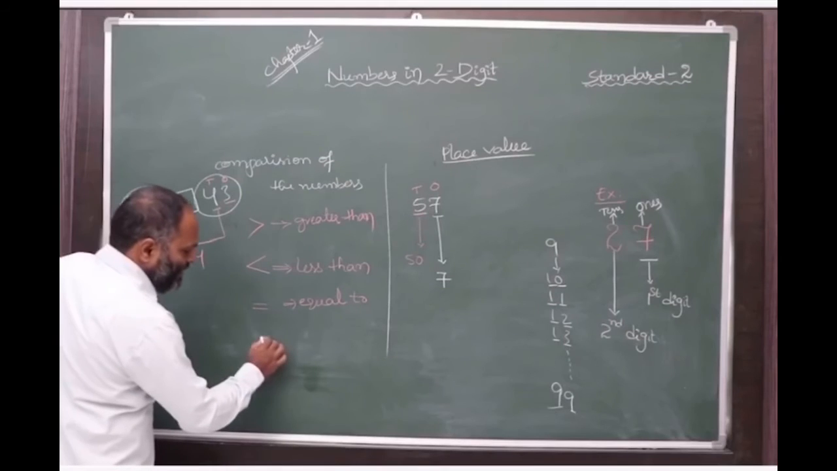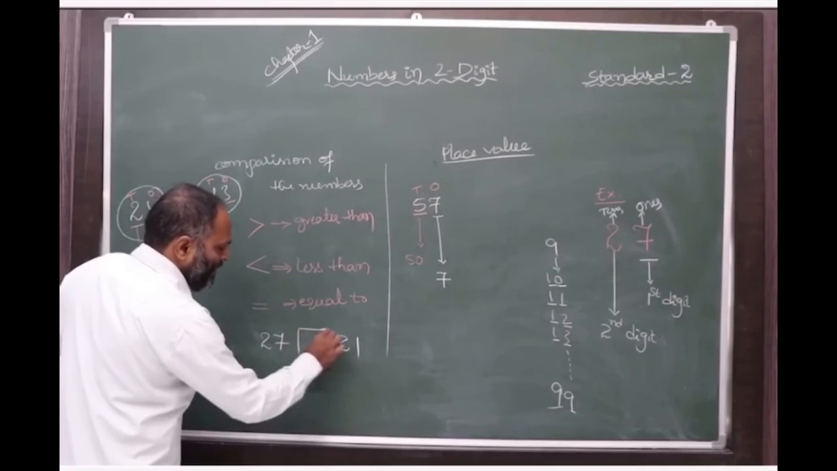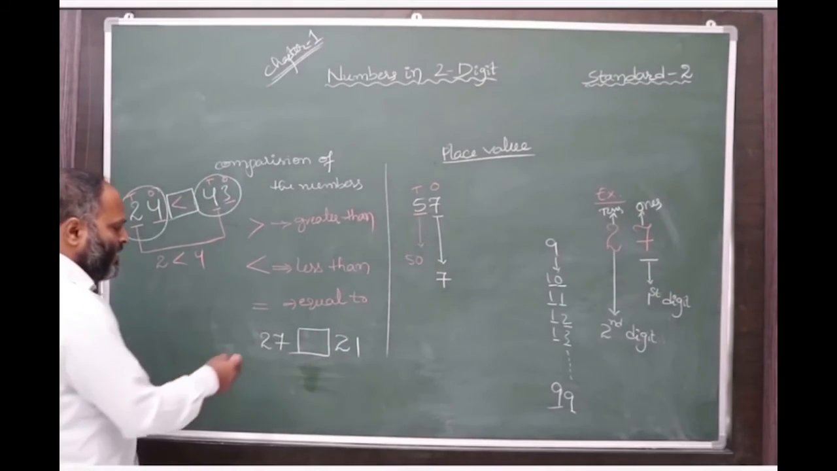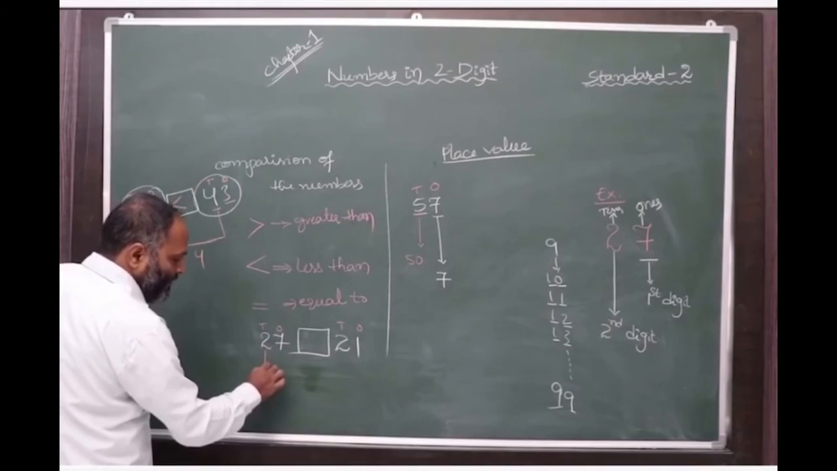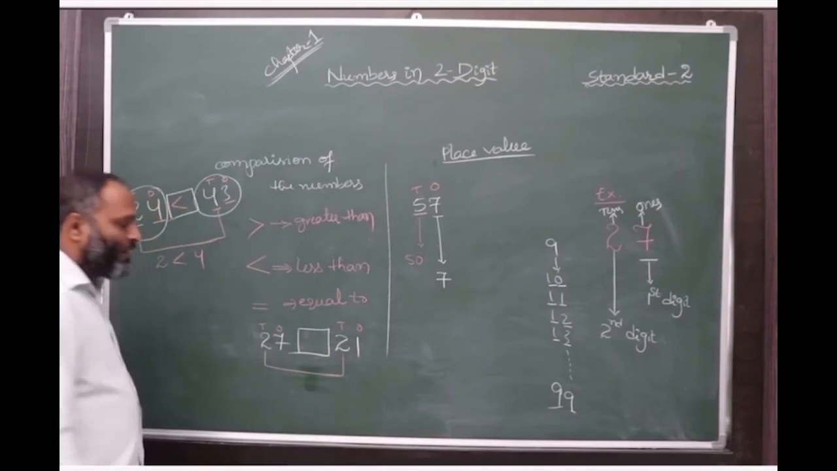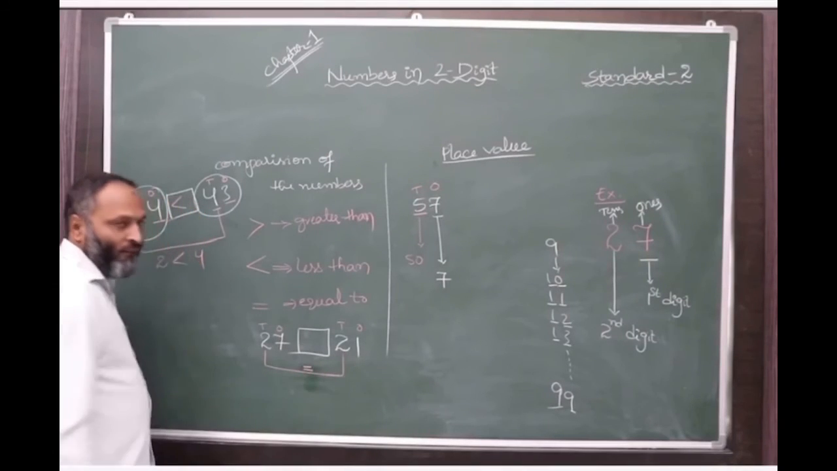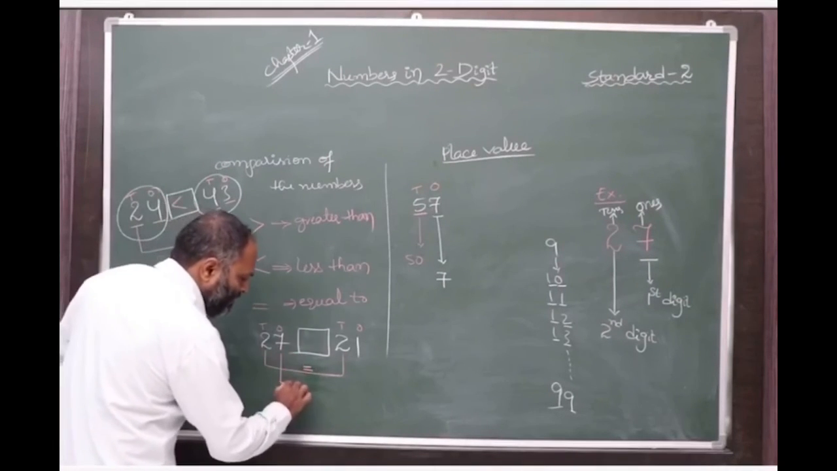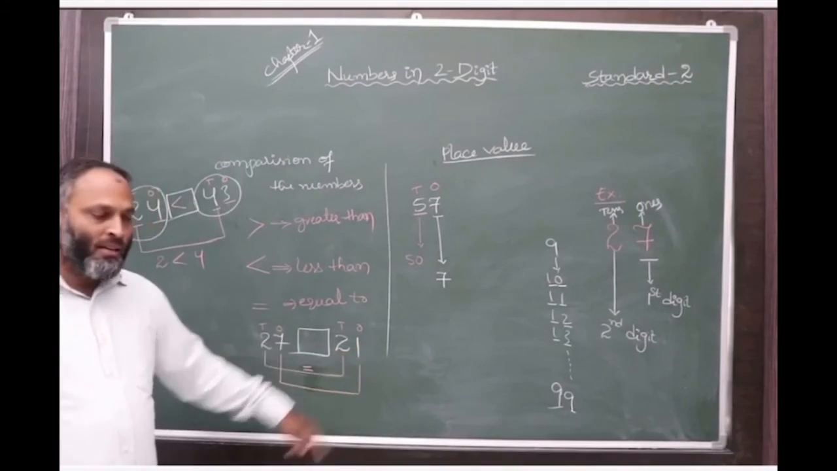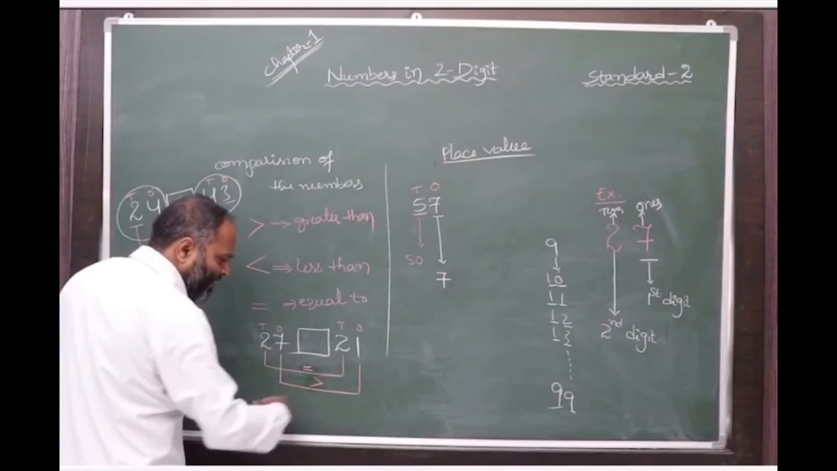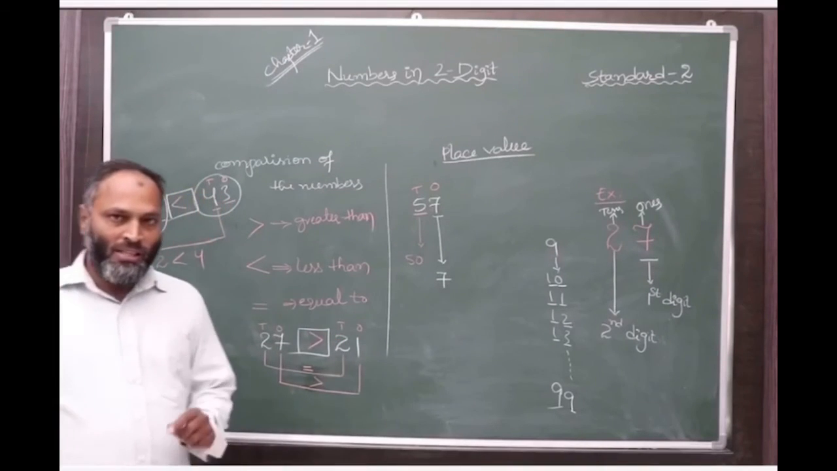Suppose the question is 27 and 21. First we check the tens places. The tens places are equal, both are the same. Now we check the ones place. Here 7 is there, here 1 is there. 7 is greater than 1. It means 27 is greater than 21. In this way we have to decide.